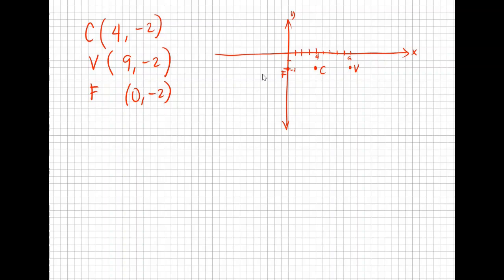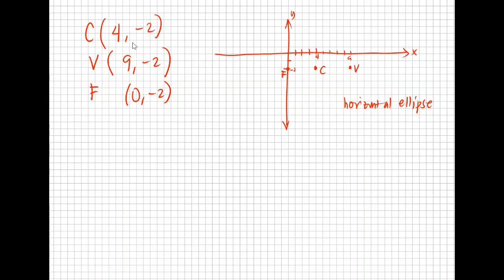And since our points are horizontally oriented, then we have a horizontal ellipse. Or we can say that the major axis is where you can find the focus, the vertex, and the center of an ellipse. So since the major axis is horizontal, then we have a horizontal ellipse.